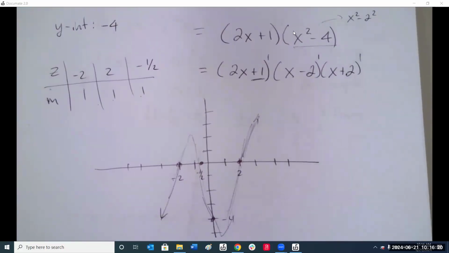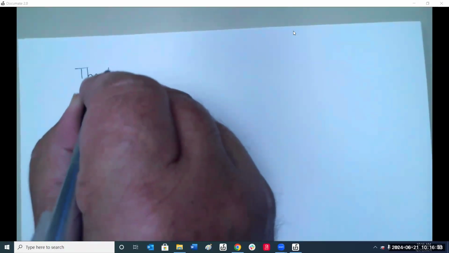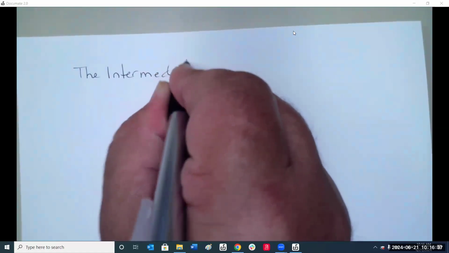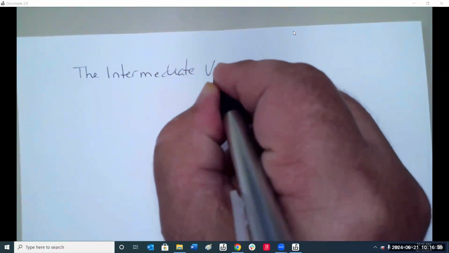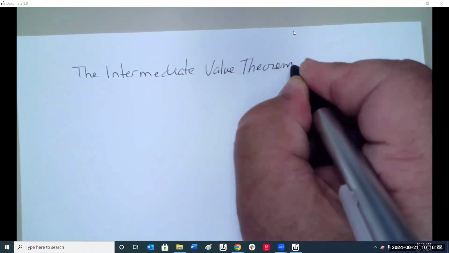Okay, the factoring's been pretty easy, and that's what the next part of this chapter is going to get into, is figuring out how to solve all the x-intercepts without giving this easy stuff. We have one more topic in this section, is called the intermediate value theorem.